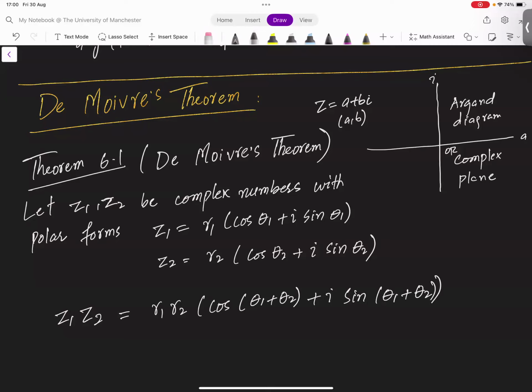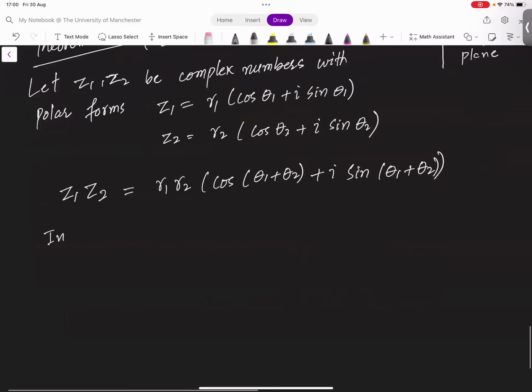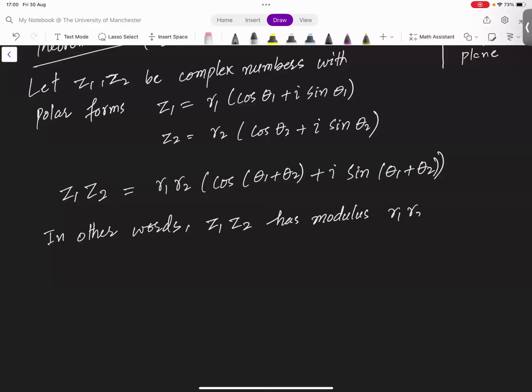Okay. In other words, the product z1 into z2 has modulus r1 into r2 and argument theta 1 plus theta 2.